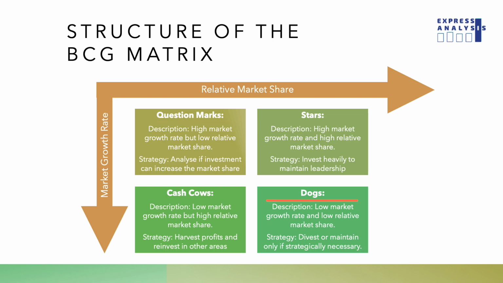Dogs. Description: low market growth rate and low relative market share. Strategy: divest or maintain only if strategically necessary. Example: a legacy product like Microsoft's Zune, which failed to compete in the stagnant MP3 player market, was a dog.